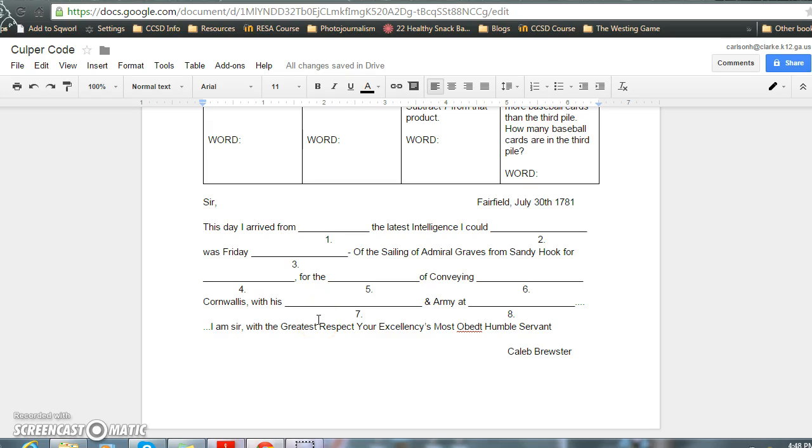And this is an actual copy of an actual letter written by Caleb Brewster, who was one of the spies. So just 8 of the words have been removed from the letter, and what you're trying to do is figure out what those words are.